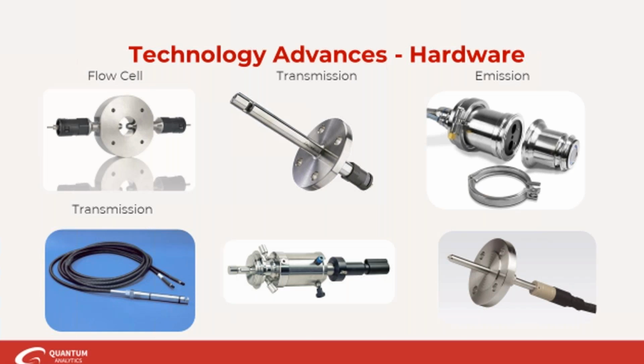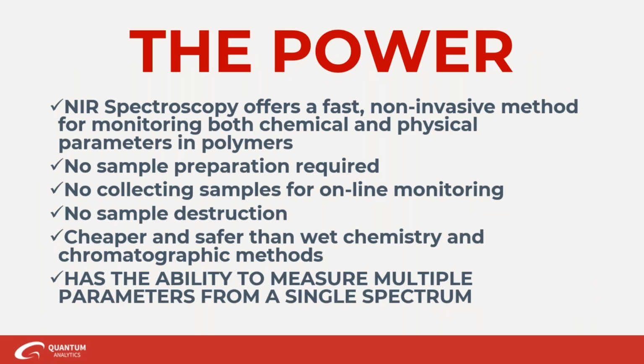So I'm going to wrap this up here by doing a little bit of a recap and showing you just what the power is of using FT-NIR spectroscopy for polymer manufacturing. Infrared spectroscopy offers a fast, non-invasive method for monitoring both chemical and physical parameters of polymers. No sample prep is required, no collecting samples for online monitoring, no sample destruction. It's cheaper and safer than wet chemistry and chromatography methods.